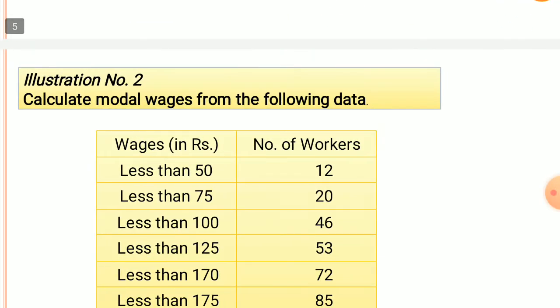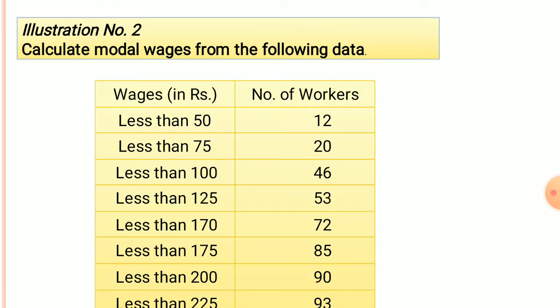Now take another problem. Calculate the mode of wages from the following data. Wages less than 50, less than 75, less than 100, less than 125, less than 170, because this is less than cumulative frequency and number of workers is given.